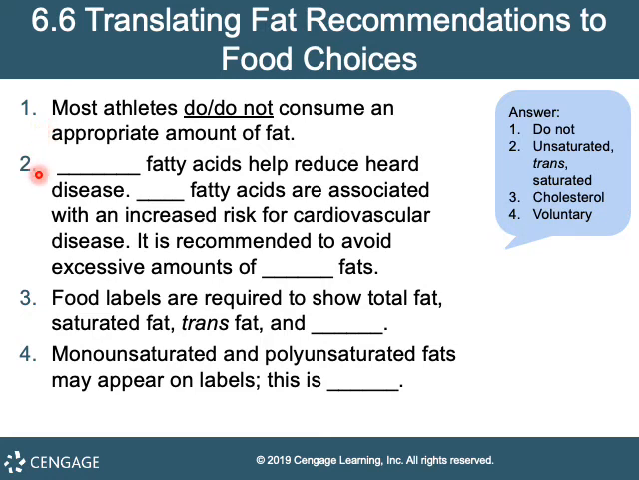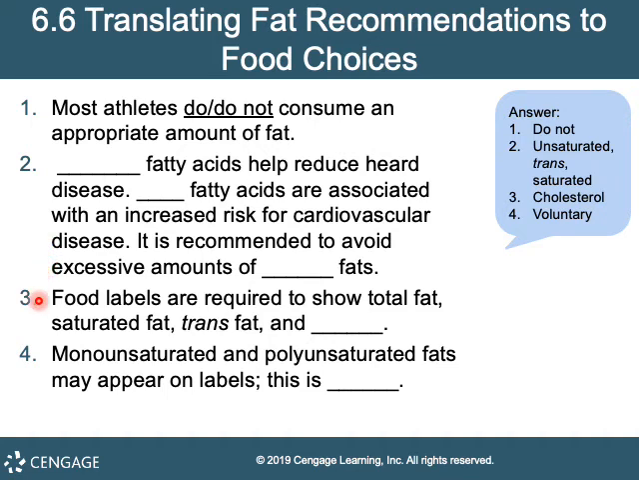Unsaturated fatty acids help to reduce heart disease, as well as they can help to decrease the risk for some types of cancer. And as mentioned, they're also more inflammatory, so they can increase chronic inflammation processes within the body. Trans and saturated fatty acids are associated with an increased risk for cardiovascular disease, so it's recommended to avoid excessive amounts of these types of fats.